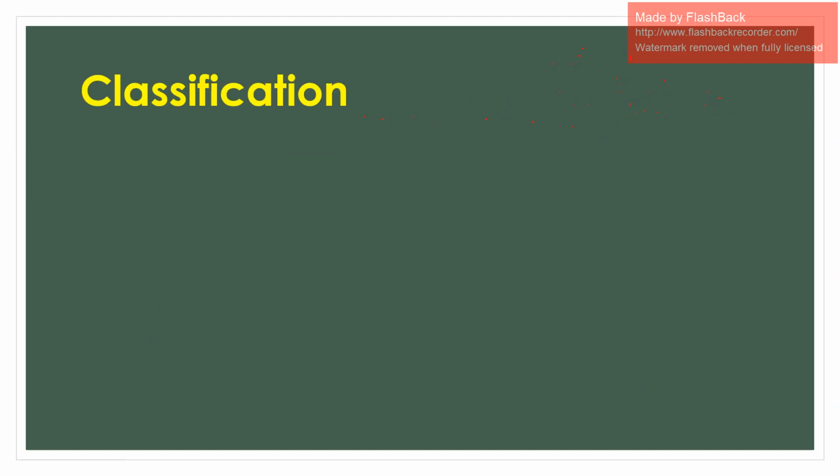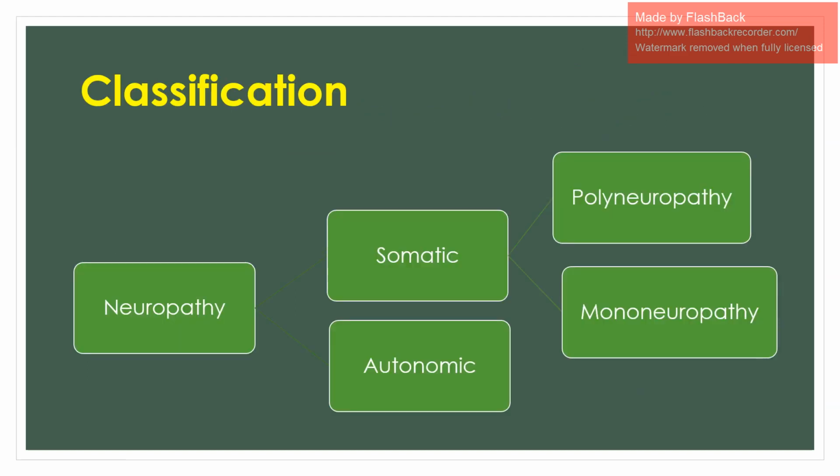Let's move forward. Let's go into classification. Neuropathy is classified into somatic and autonomic. Somatic is further divided into polyneuropathy and mononeuropathy. Polyneuropathy is affection of a hell lot of nerves in both the limbs of the body. Mononeuropathy is affection of one or more nerves in one limb of the body.